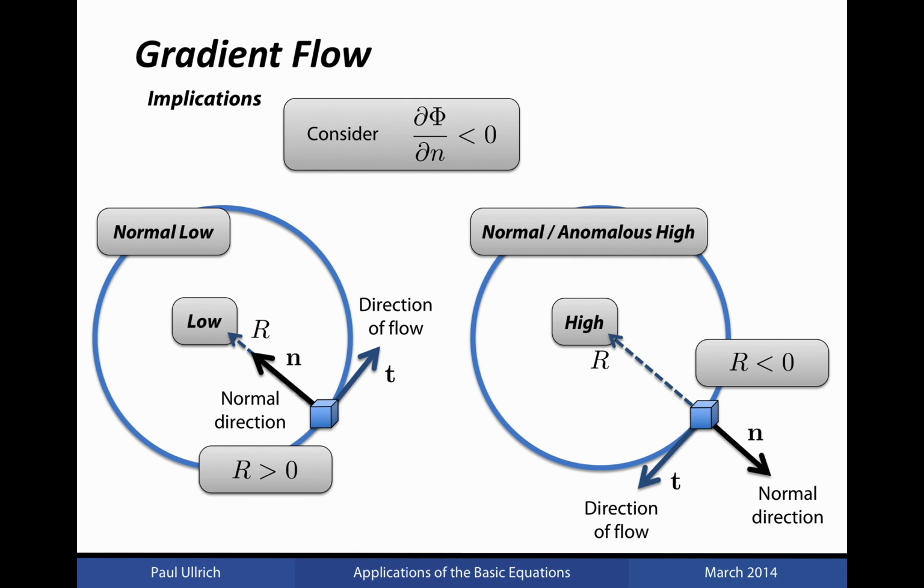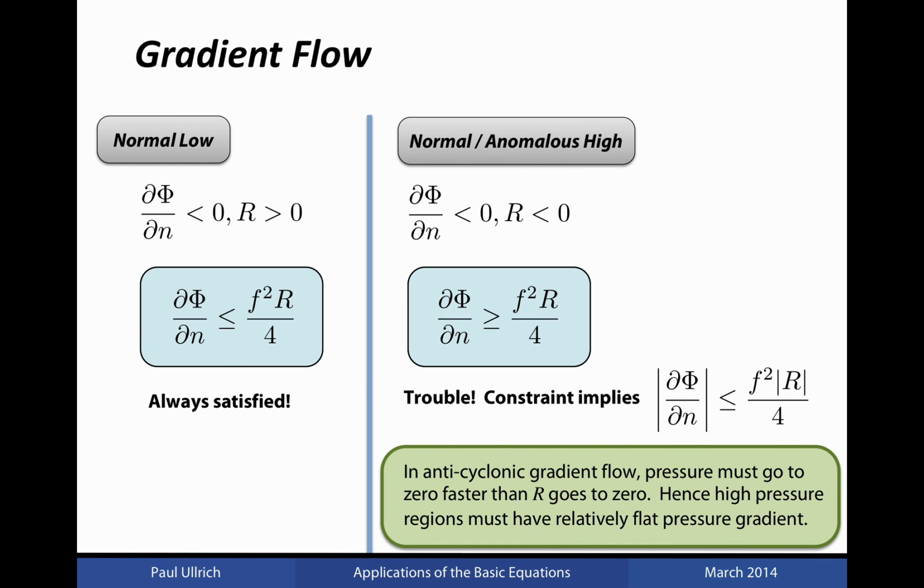On the right-hand side, we have our normal and anomalous high, both of which share an identical configuration where the flow is in the clockwise direction about the high with a normal directed outward and hence a negative radius of curvature. For the normal low case, we have that the derivative of the geopotential height field in the normal direction is negative and the radius of curvature is positive. Consequently, the right-hand side of this inequality is always positive, whereas the left-hand side is always negative, and so the inequality is always satisfied regardless of the strength of the pressure gradient.